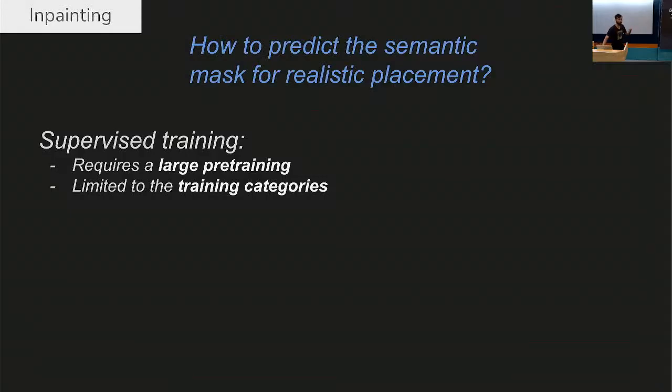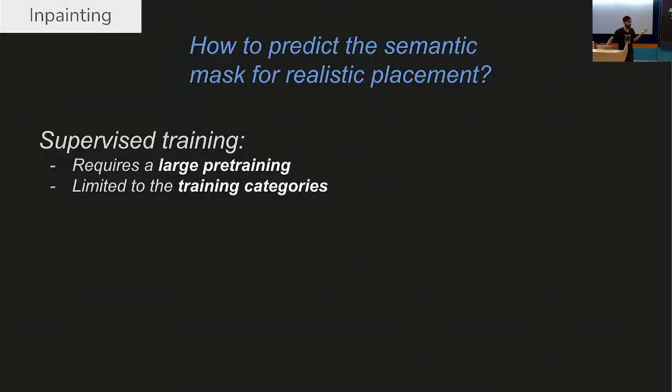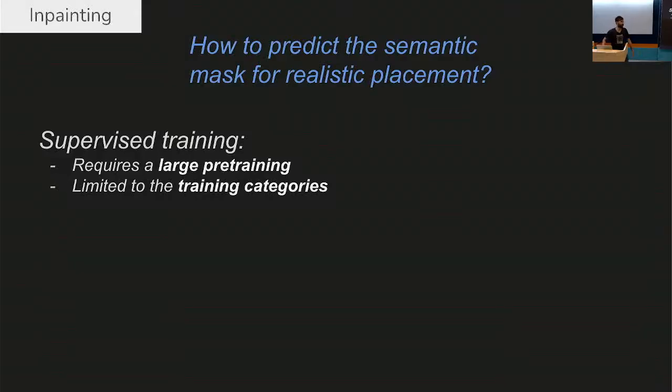Okay. And the next part is if you do supervised training, it is limited to the training categories. For example, currently we are just showing humans, but our method extends to chair, sofa, and anything you want. Just give it in the prompt, it will work. So if you train in a supervised setting, you will not generalize to new objects. So how can you do that?